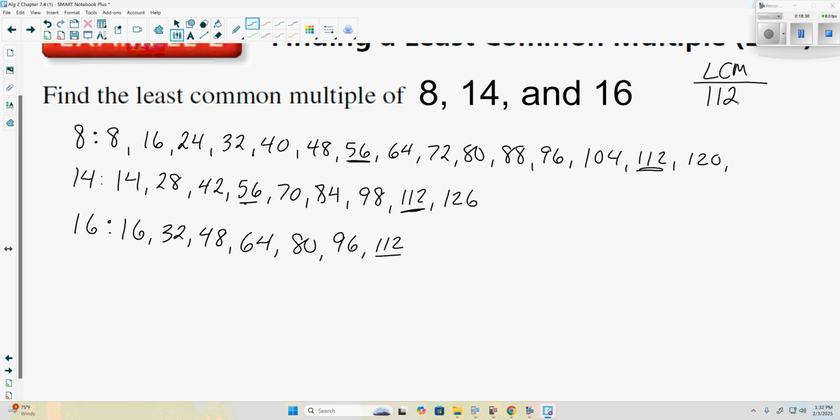Questions on how we found this here? Got any questions, Tristan? Now, yes, this works. This will work every single time. But if that least common multiple starts getting to be bigger and bigger numbers, this is going to take longer and longer to do. So there is another method.